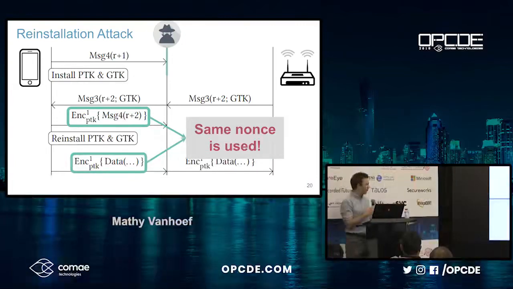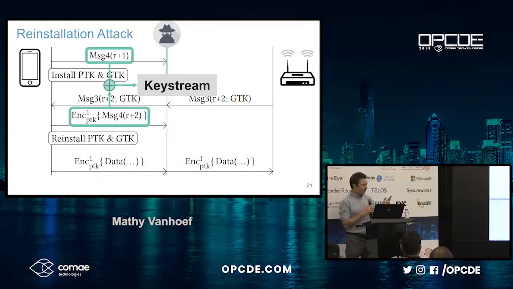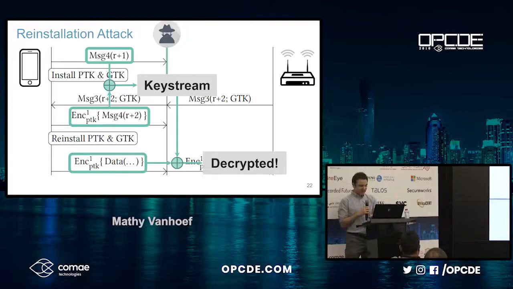So maybe some of you are already seeing it, but what we have here is first message 4 in plain text, then we have a retransmission of message 4, which is encrypted. Now there is a small difference between these two packets, but most of the fields are the same. So we have the plain text, we have the ciphertext, we just XOR them, and we have the key stream corresponding to the nonce value of 1. Then we just take that key stream and we can decrypt this data frame. And there you go, we decrypted the packet, so we have now broken WPA2.